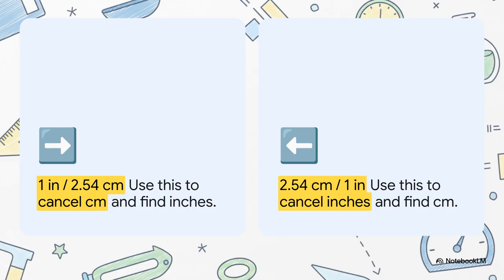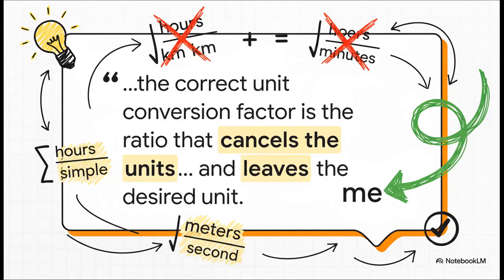And of course, you can flip it upside down. Which one you use? Well, that totally depends on which unit you're trying to get rid of. And this is the golden rule, right here. You pick the conversion factor, the ratio, that cancels out the units you don't want and leaves you with the unit you do want. It's all about that cancellation.